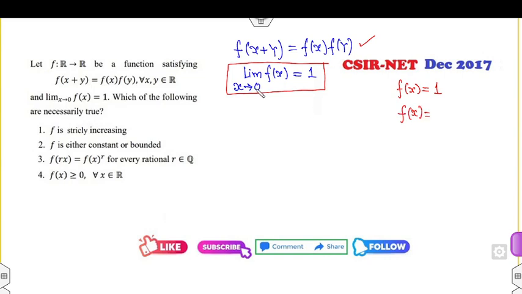Any other functions you can think about? First of all, it's nonzero, and when x approaches 0, it's 1. So it is e raised to the power of something. Does it satisfy this property? Yes. Any other example? f(x) will be e raised to the power minus x, which also satisfies this property. Any other? You can see 2 raised to the power x also satisfies it, 3 raised to the power x also satisfies it, and so on.